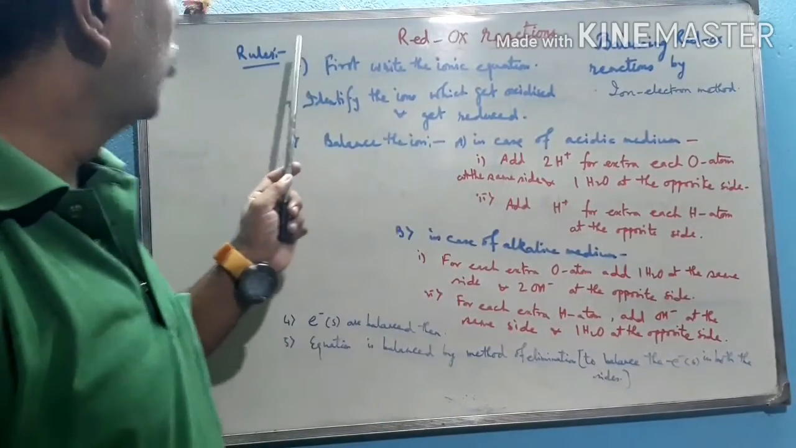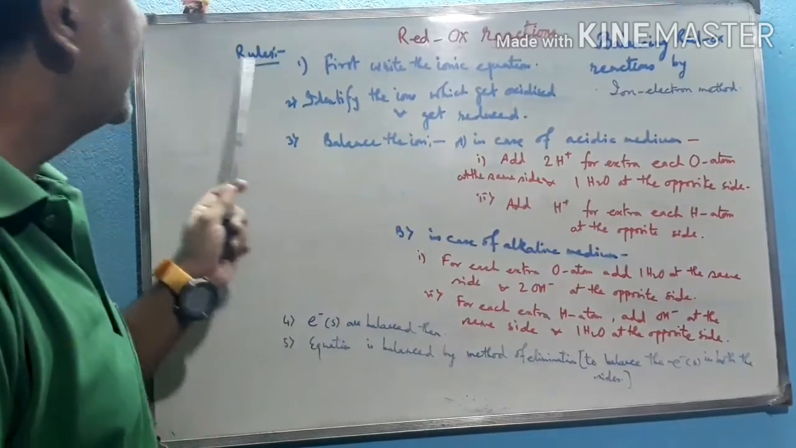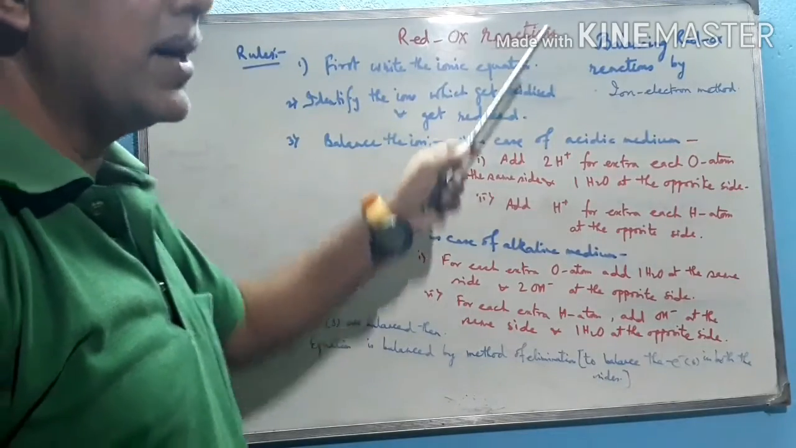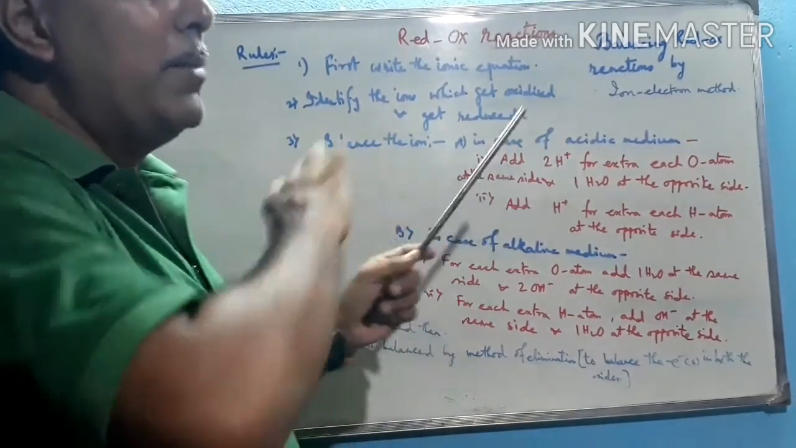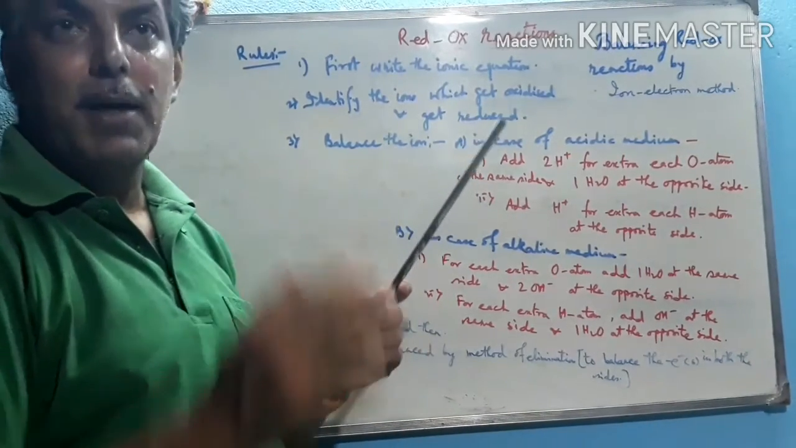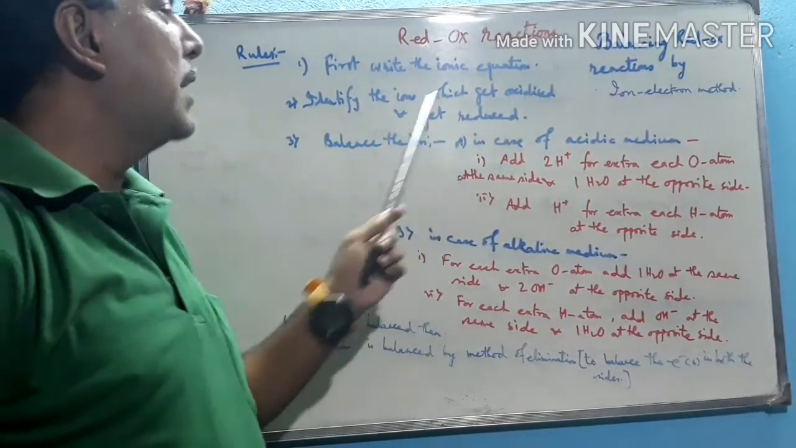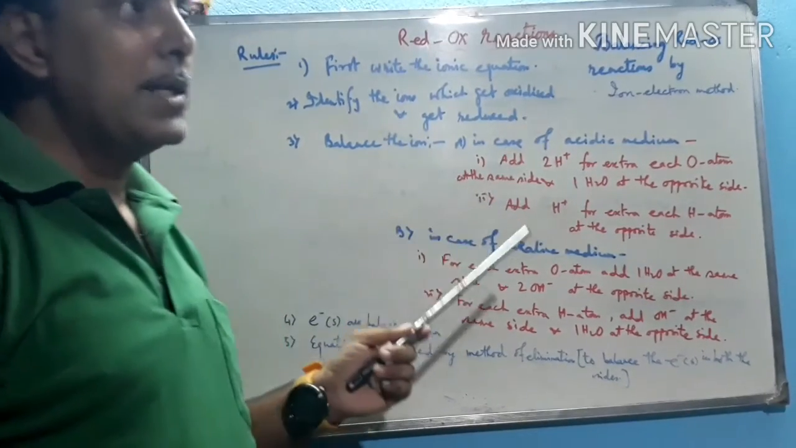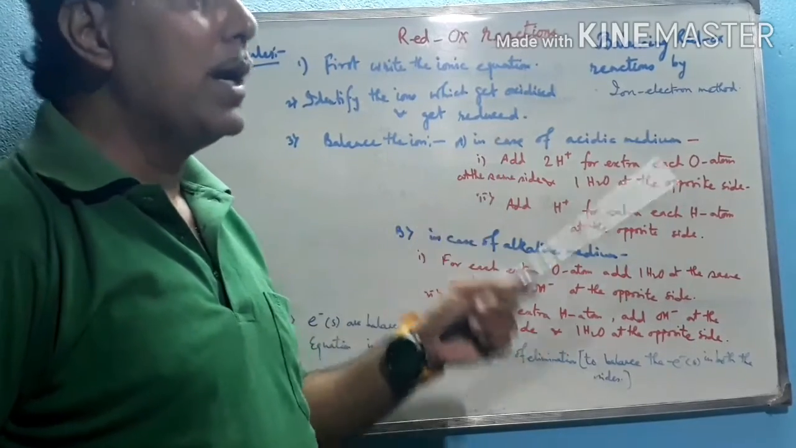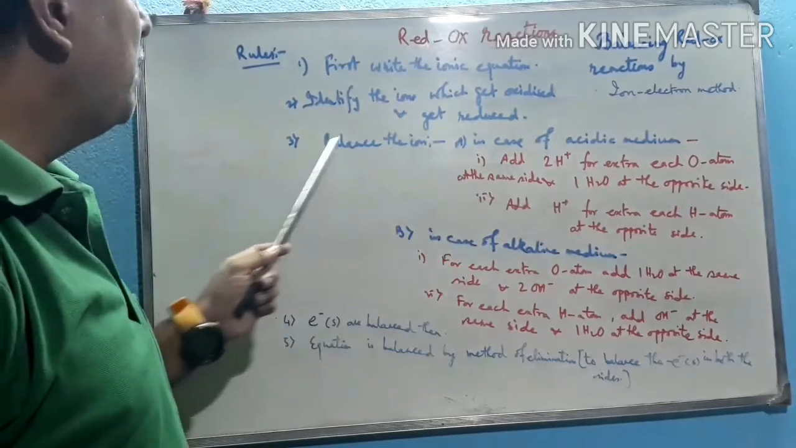So the rules of balancing redox reactions by the ion electron method are: number one, first write the ionic equation. Whatever the equation may be, you have to write the ionic equation, because in the ion electron method only ions take part in the redox reaction. Number two, identify the ions which get oxidized and get reduced. In our previous case, the dichromate anion gets reduced and H2S gets oxidized. First we have to identify these. Number three, balance the ions.